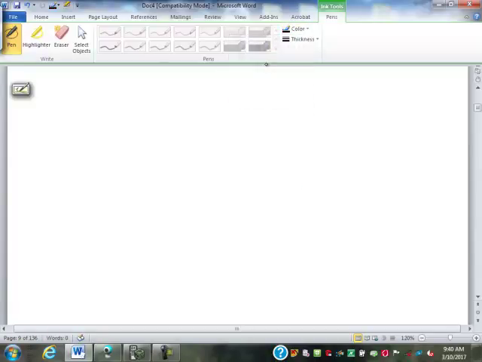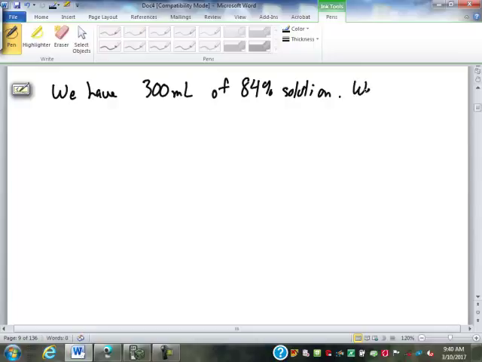So let's say we have 300 milliliters of 84% solution. We dilute it to, let's see here, let's say we dilute it to 1,000 milliliters. Find the new concentration.